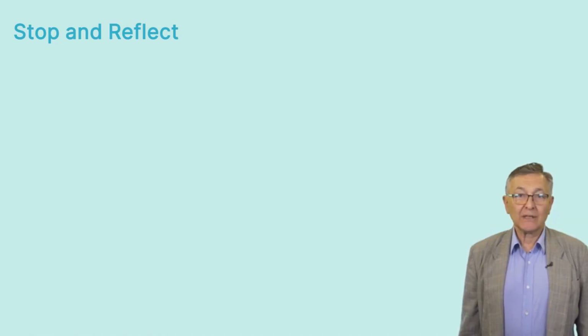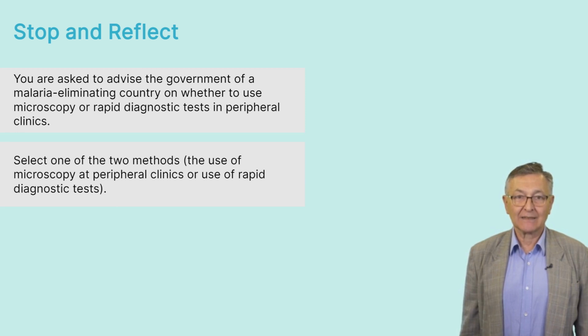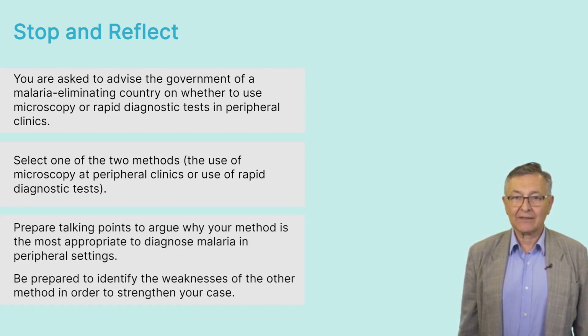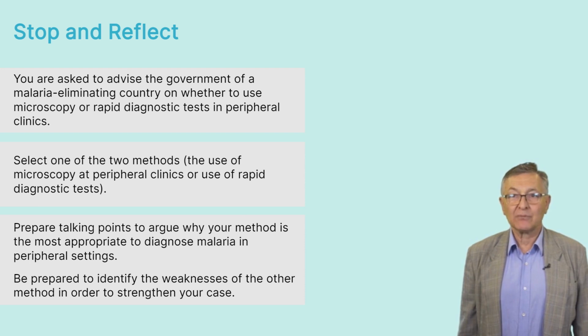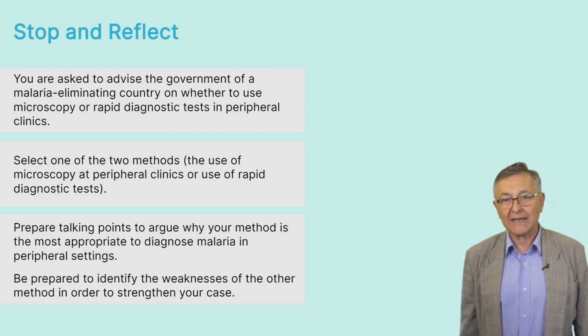We are going to divide in two teams, one pro rapid diagnostic test and the other pro microscopy for diagnosis of malaria in peripheral clinics. You will prepare for a short debate on which is the most appropriate method. We will randomly choose one team to start. You will have 2 minutes to argue for your method and against the other. Then the second team will go. They will have 1 minute to refute the opposing team's arguments against their method and 2 minutes to make their own points. I will decide which team wins the debate based on the quality of the argument for and against.